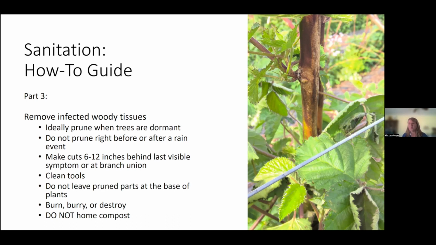And again, with pruned plant parts, we're going to do the same types of things. We're going to burn them, bury them, or destroy them. And again, not in the home compost bin. Don't mulch these. So if you have diseased plant parts, don't run that through a chipper and use it as mulch. That again undoes everything that you are trying to do with your sanitation practices.